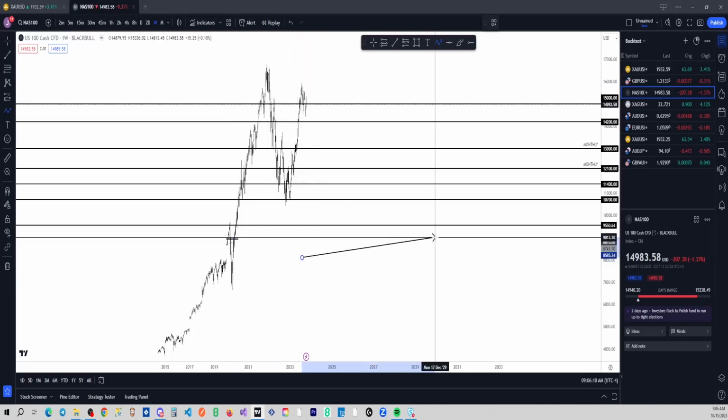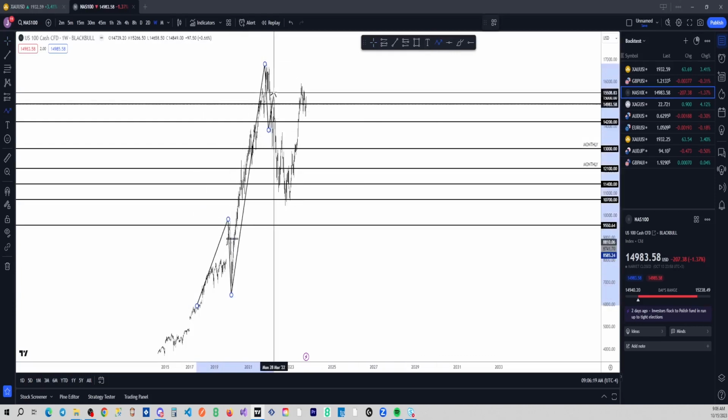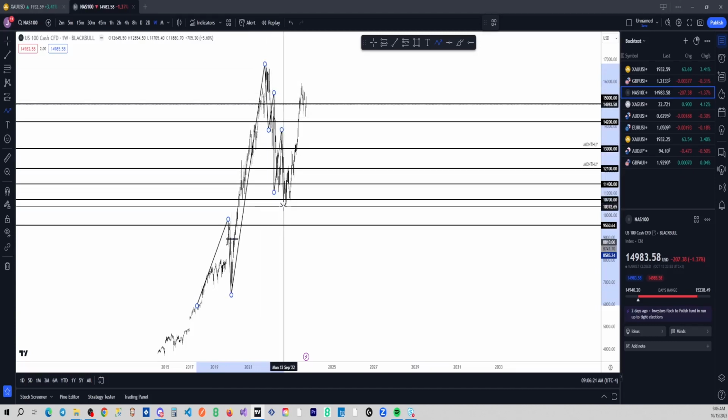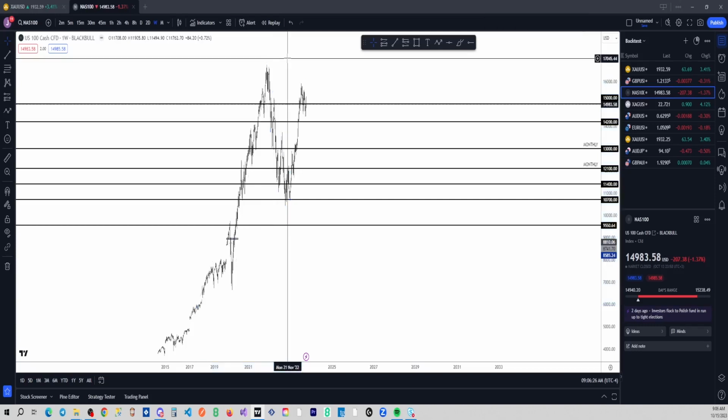But look at the smaller time frames. You can see that even though it has been going up from the beginning of time, there have been some fluctuations in the market. Look at that. So that's exactly what we're going to talk about today: fluctuations in the market.